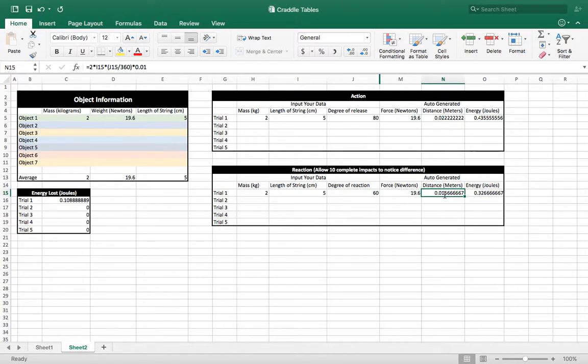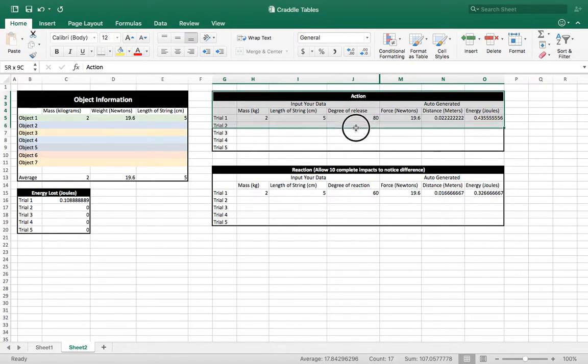So as you can see right here, compare in the action, you had 0.43 joules, and after 3 impacts, you have 0.32 joules. And then we look over here to the far left, this area. This will auto-generate the differences between trial 1 to trial 1, trial 2 action to trial 2 reaction.